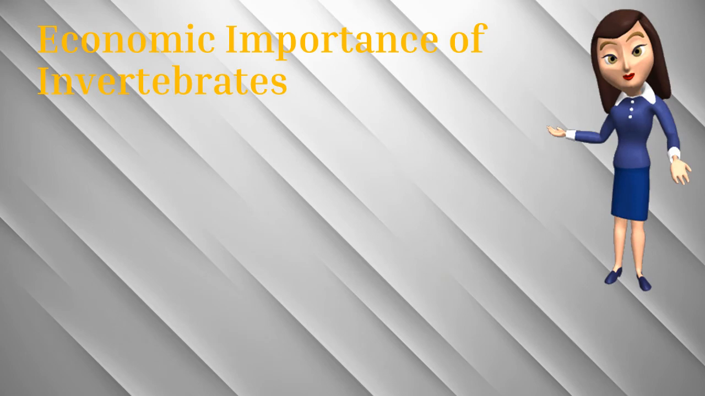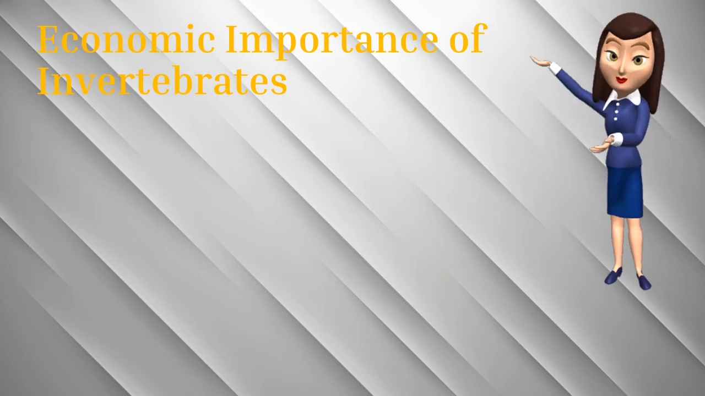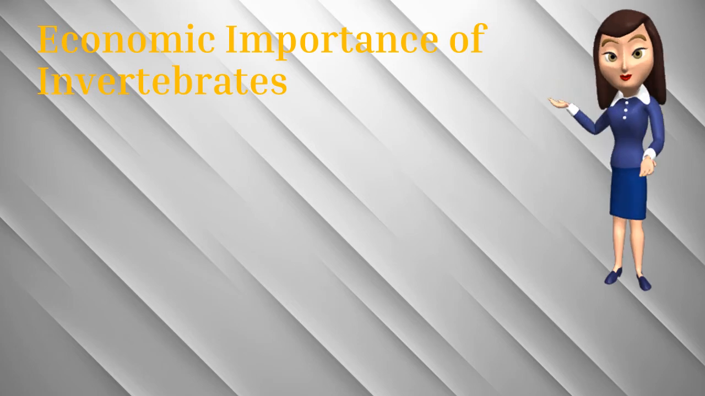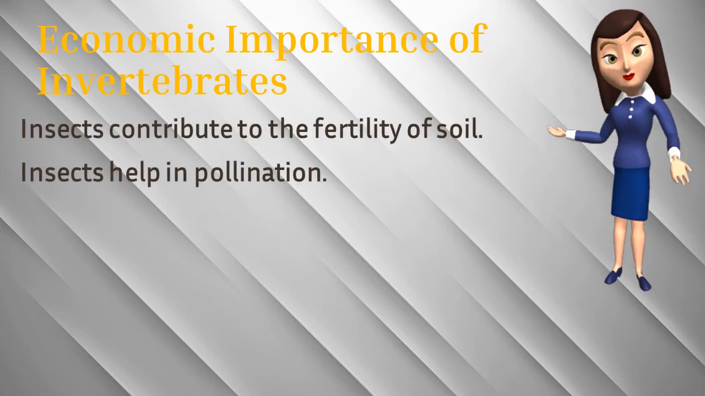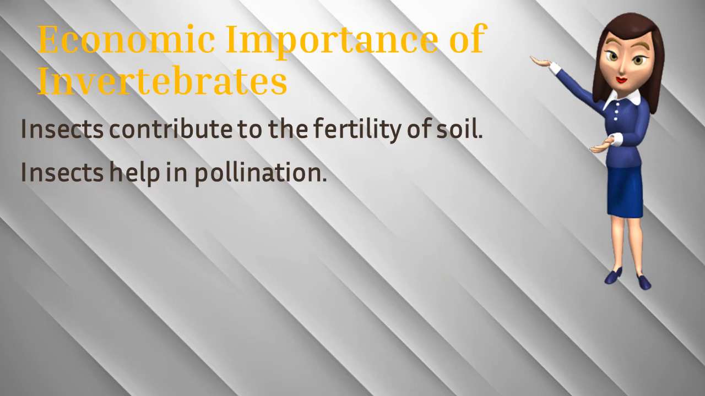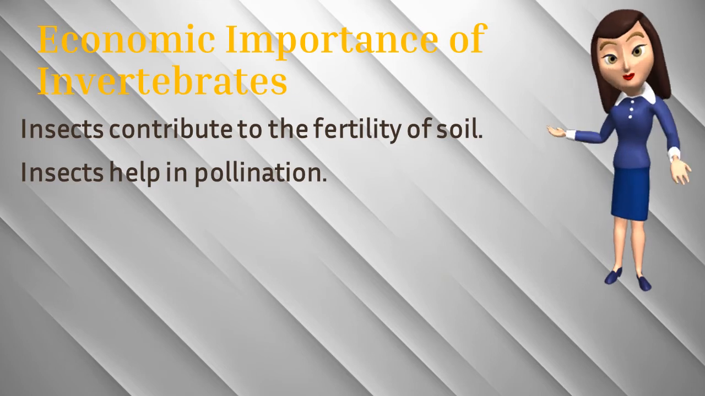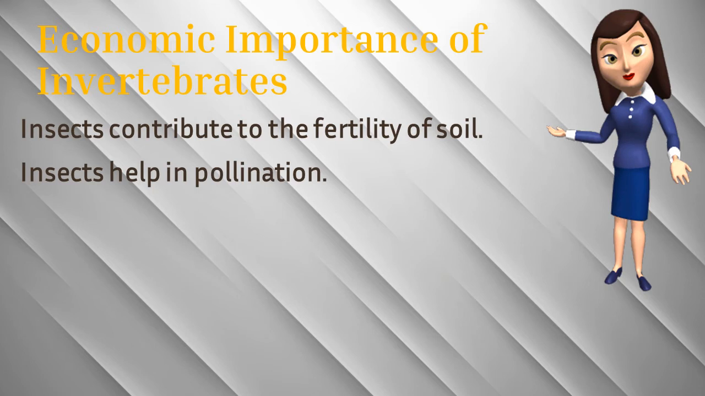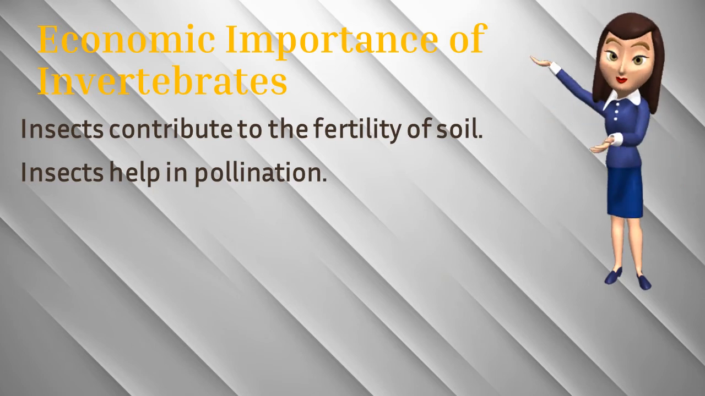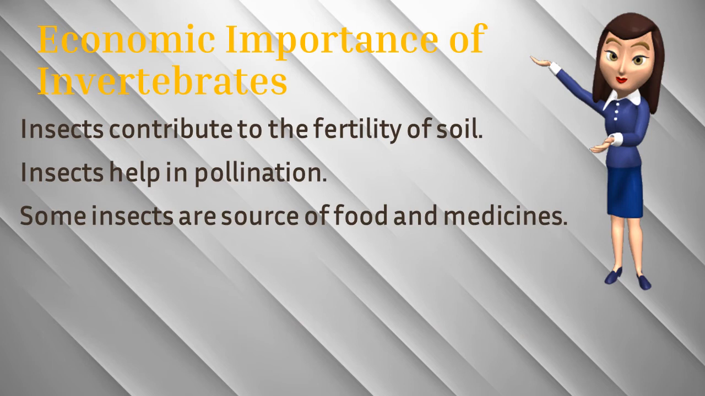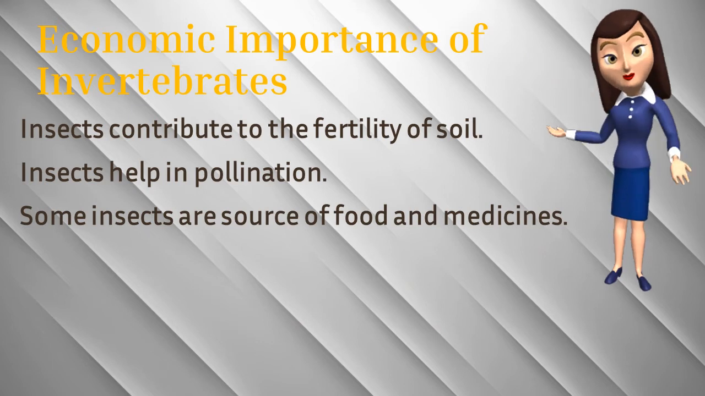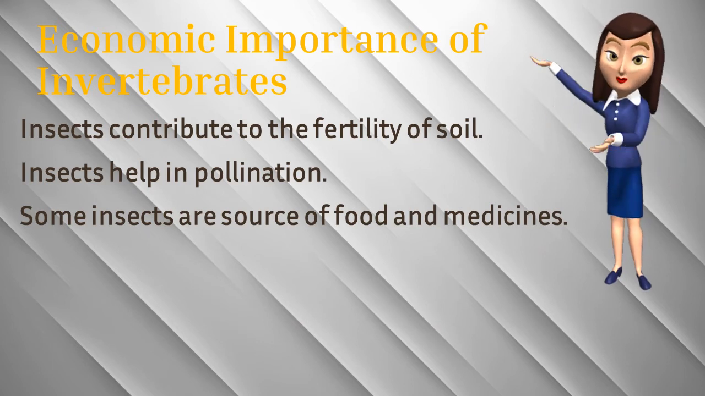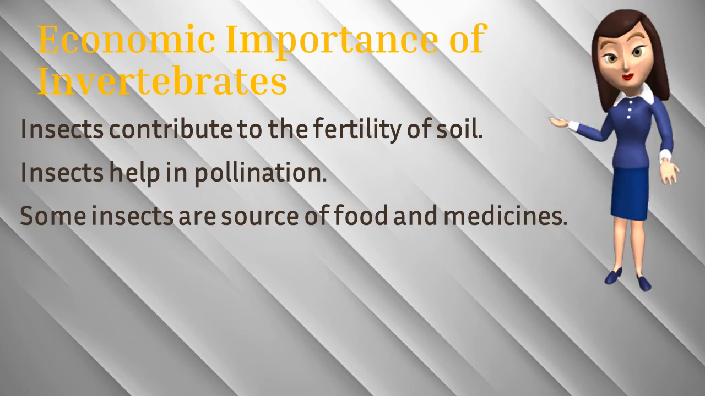Just like the vertebrates, invertebrates are also very important economically. Insects contribute to the fertility of soil. When termites and ants build tunnels under the ground, they bring with them a lot of materials that will later decompose and add to the fertility of the soil. They also help in pollination. Fruits and seeds develop as a result of pollination brought about by insects feeding on nectars of flowers.